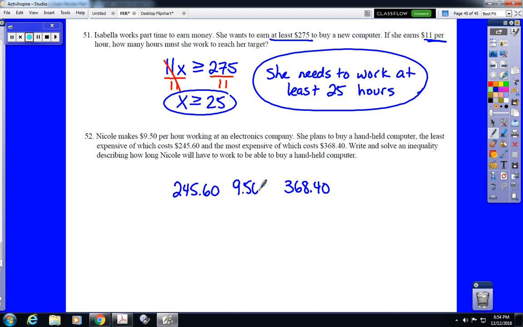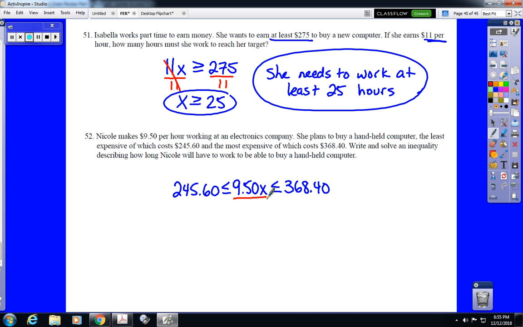The amount of money that she makes per hour is $9.50. So just like the problem above, we would write 9.50x to represent her earnings. Well, she will be able to buy one of these computers when that number is between the price of the cheapest one and the price of the most expensive one. So the inequality we're solving should be $245.60 is less than or equal to $9.50 times x is less than or equal to $368.40, because when her earnings are between these two numbers, she can afford to buy a handheld computer.